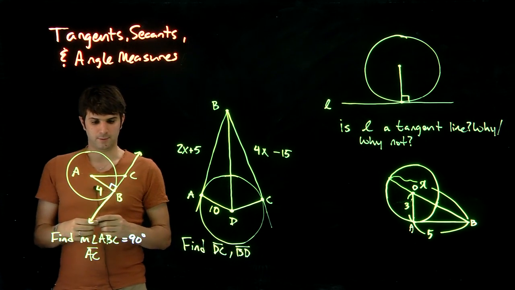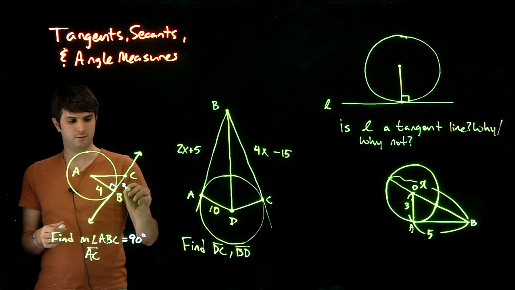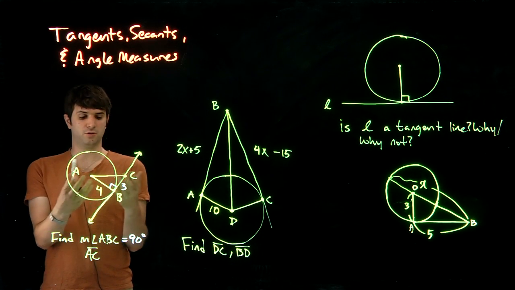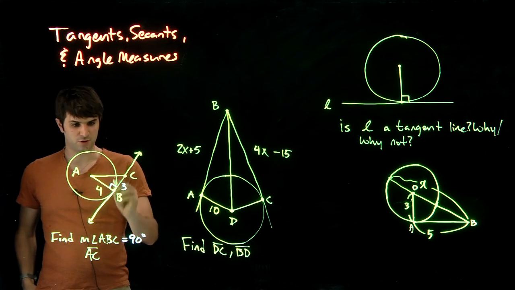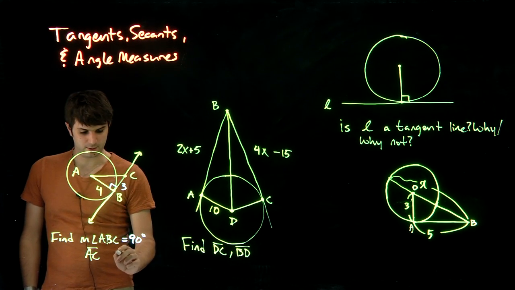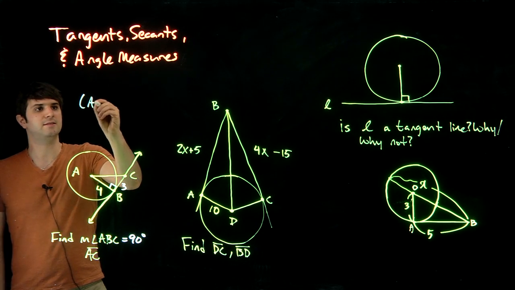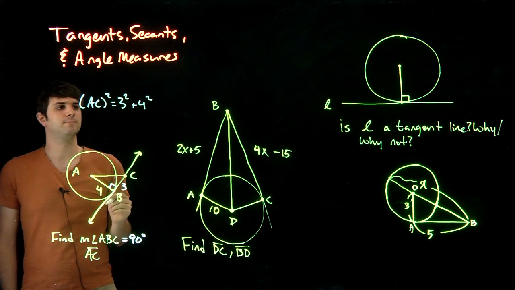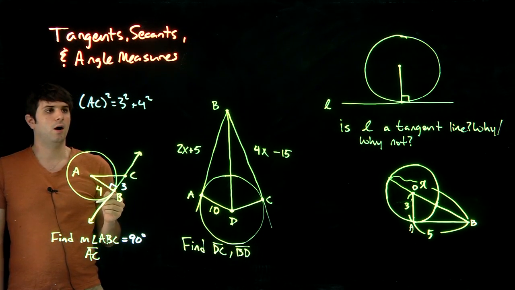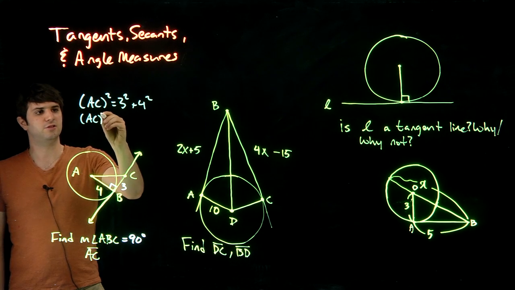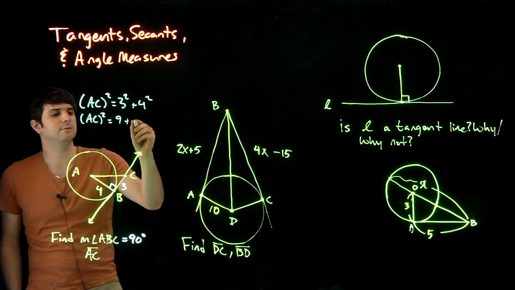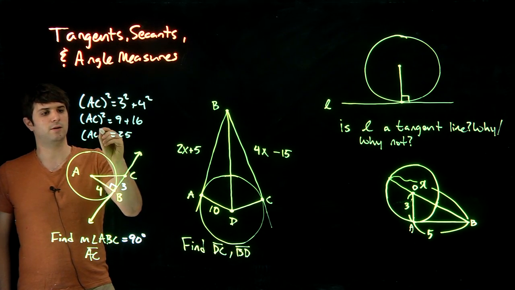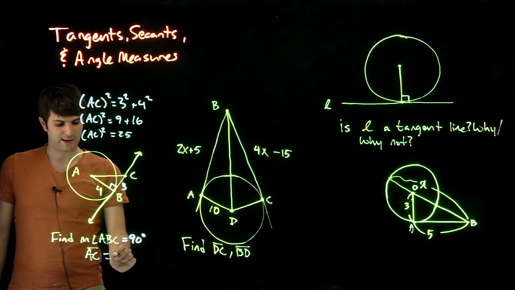Now AC, let's say that BC is 3. Then if BC is 3, we know this is a right triangle. We can use the Pythagorean Theorem. So we can go up here to AC squared equals 3 squared plus 4 squared. AC squared equals 9 plus 16. So this equals 25 equals AC squared. So AC is going to equal 5.